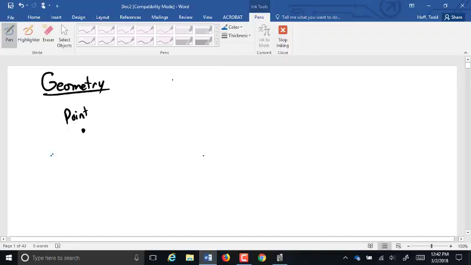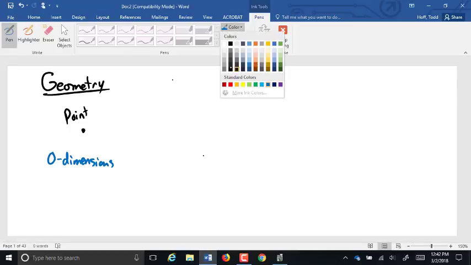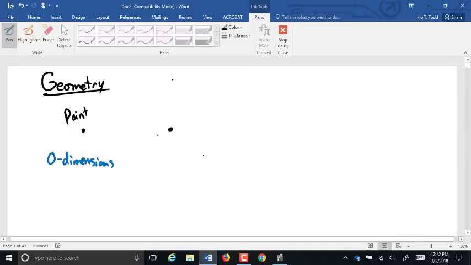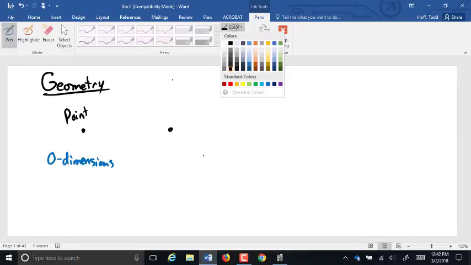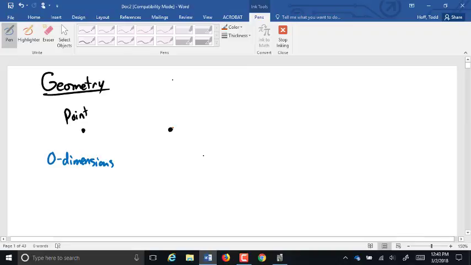And it has 0 dimensions. Dimension, by the way, a dimension is a direction in which things can be measured. Dimensions must be perpendicular, make right angles with each other. So now we can take that point and we can move it in a single direction.